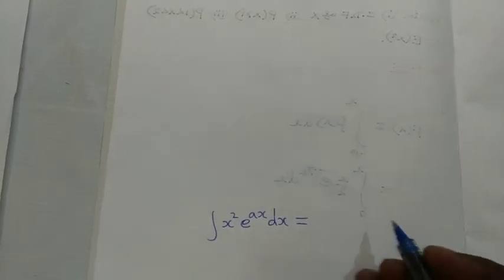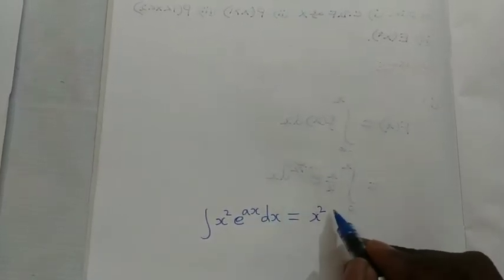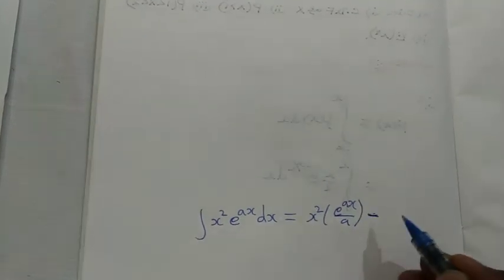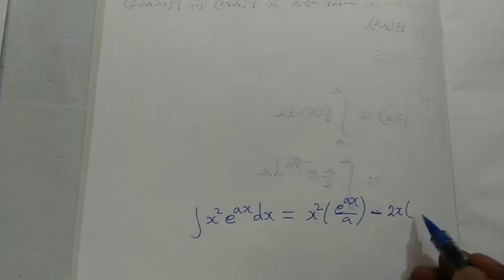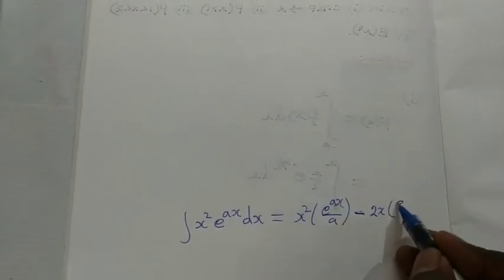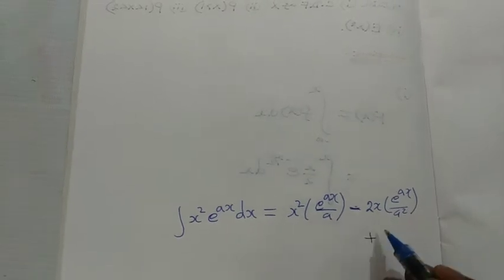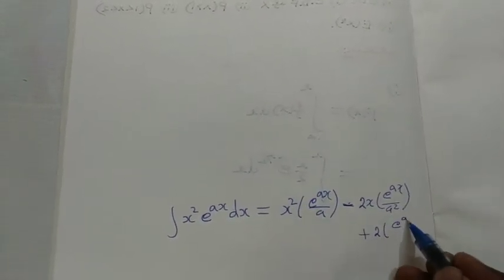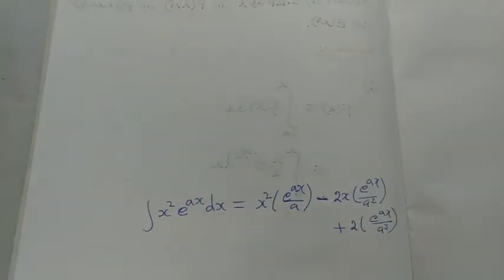Bernoulli's method is: take the algebraic term first, integrate the remaining term, e power ax by a, minus differentiate this algebraic term, 2x, and integrate the next term, e power ax by a square, plus the differential of 2x, which is 2, and then integrate this, e power ax by a cube. So this is Bernoulli's method, and I am going to apply it here.